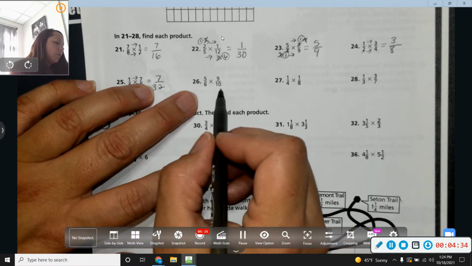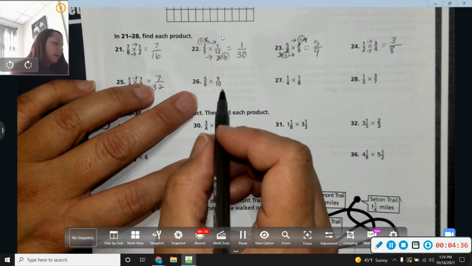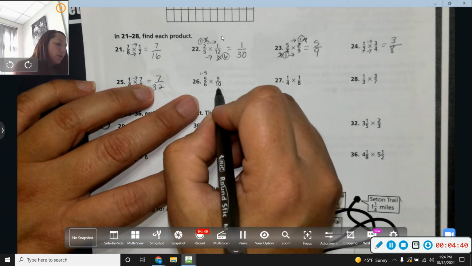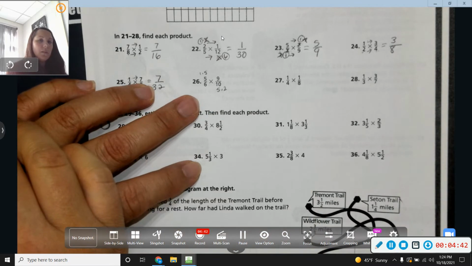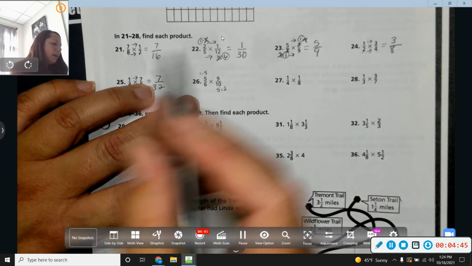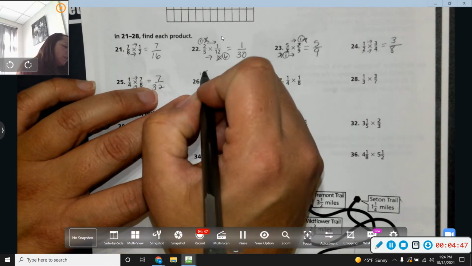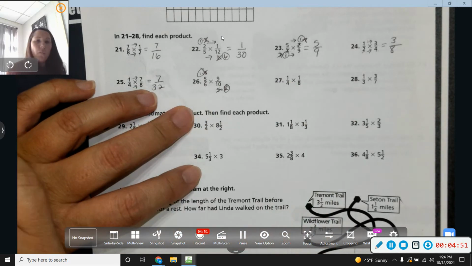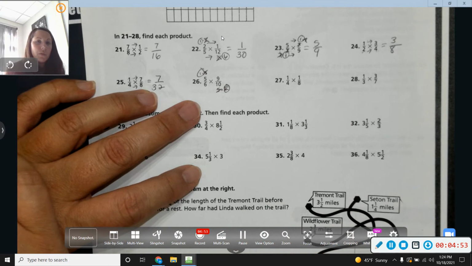Okay, so we can reduce both sides. I'll show you how. 1 times 5 is 5. 5 times 2 is 10. Okay, I can get rid of the 5's. I keep the 2 and I keep the 1. Alright, so I've reduced that side.